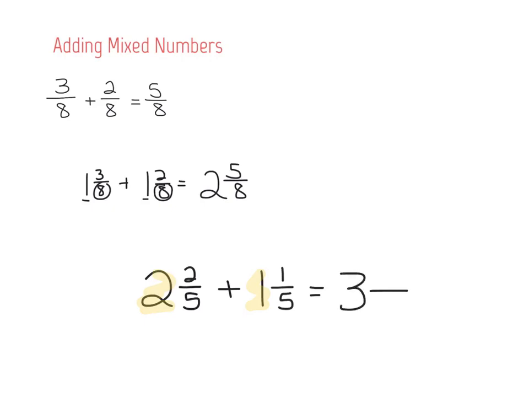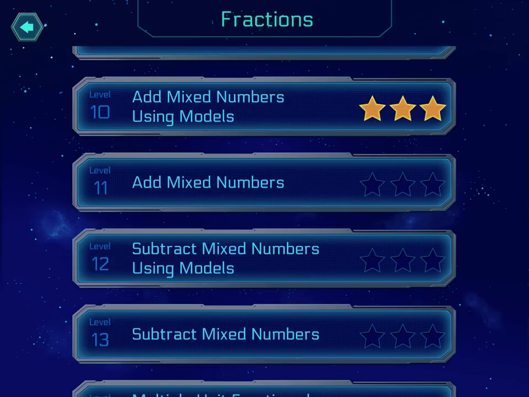We're going to notice that our denominators are fifths, so we keep the fifth as a denominator. And then we look at our numerators. 2 plus 1 equals 3. So 2 and 2 fifths is a mixed number. We're going to add that to 1 and 1 fifth, which is another mixed number, and together that produces 3 wholes and 3 fifths.